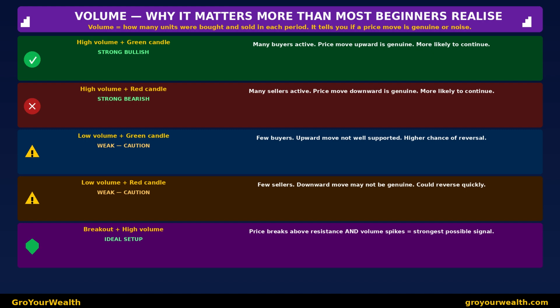Low volume on any candle, green or red, means the price move was weak and not well supported. Be cautious of big price moves on low volume. They are often reversed quickly. A price breakout above resistance on high volume is considered much more significant than a breakout on low volume. Volume gives you context for whether a price move is meaningful or just noise.